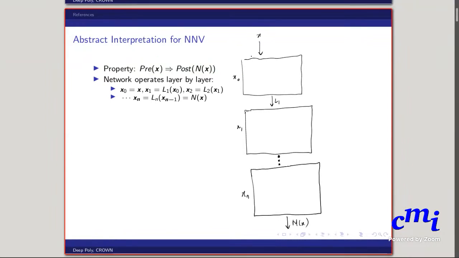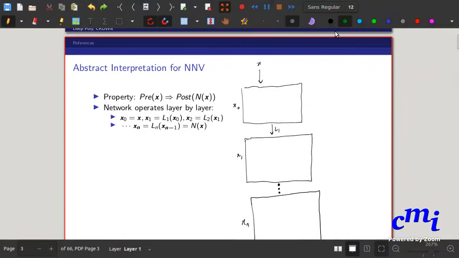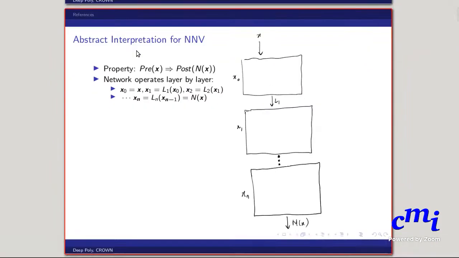So we have X, and this is a neural network, and each one of these boxes represents the values at each layer. X comes in and goes into the first layer, and then you get some set of values, which are fed through the second layer, and we get some set of values x2, which I've not drawn here, and so on, until you finally get some set of values at the output of the network.